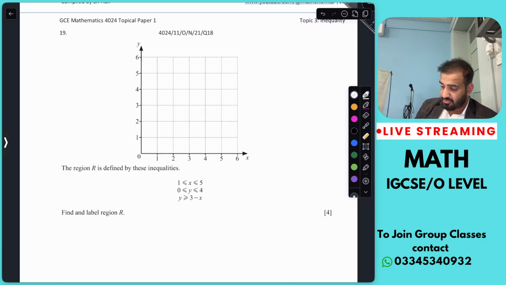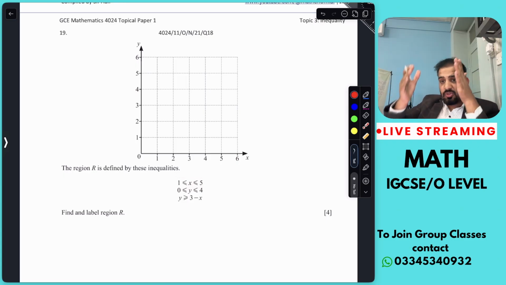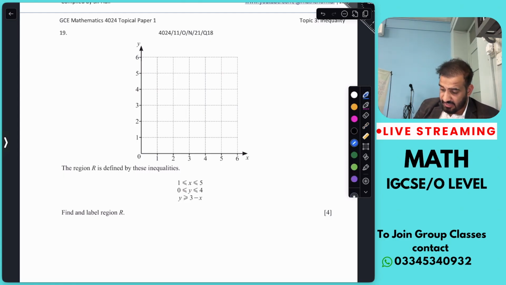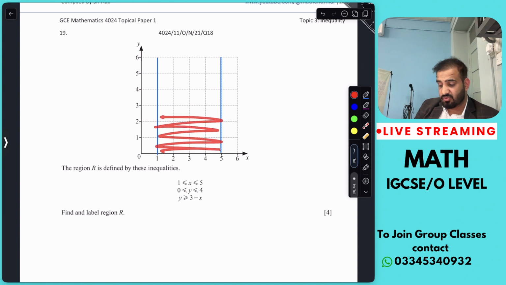We did a question like this before. X less than or equal to 5 and greater than or equal to 1, it means it's a vertical line. So you will shade between two vertical lines. The first one is at 1 and 5. The lines are also solid lines at 1 and 5. So you will shade everything between these two lines.